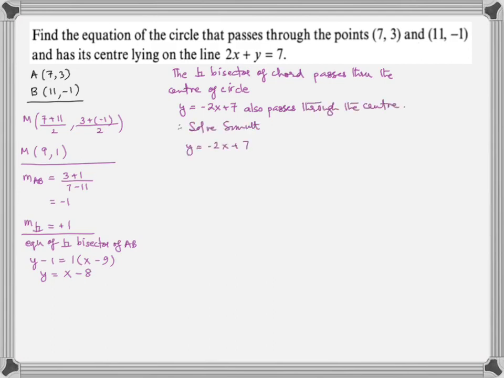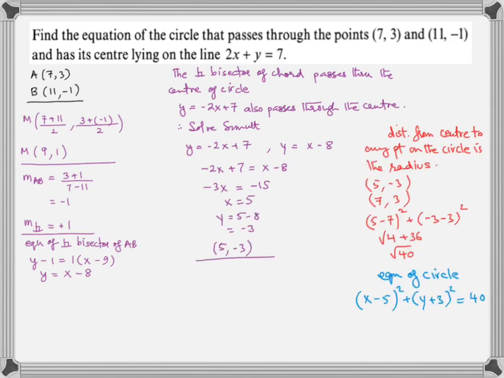You have the center. The distance from the center to any point on the circumference is called the radius. So therefore, the radius comes out to be root 40. Center is (5, -3). Hence, you can write the equation of the circle.